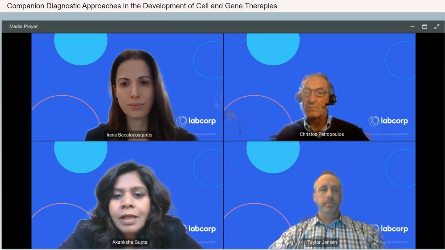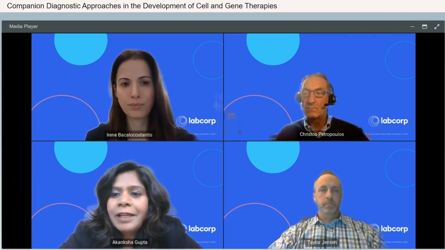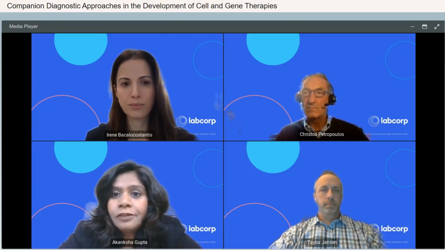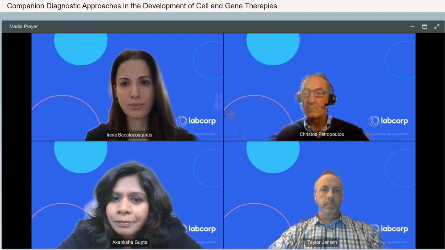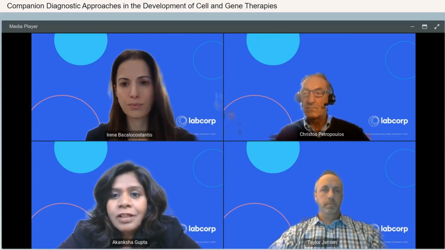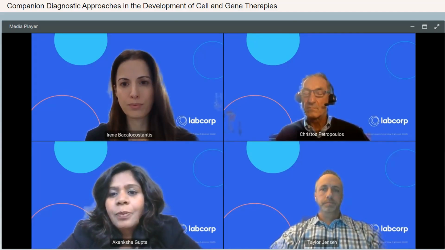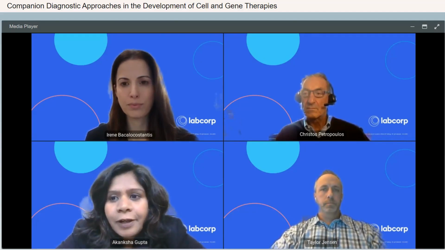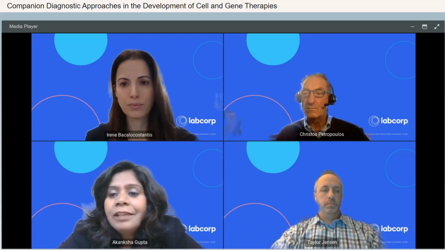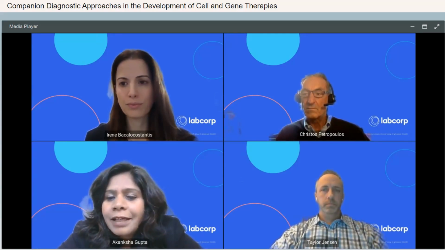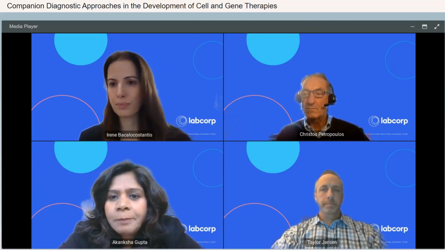And companion diagnostics can play a critical role in the development of these therapies, ensuring that the right patient receives the right treatment and that treatment efficacy is achieved, which is not only aligned with the patient's genetic as well as cellular profiles. We're really seeing the field evolve, and we've seen some major advancements in the companion diagnostic field as it relates to cell and gene therapies.